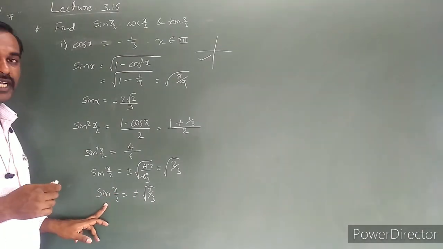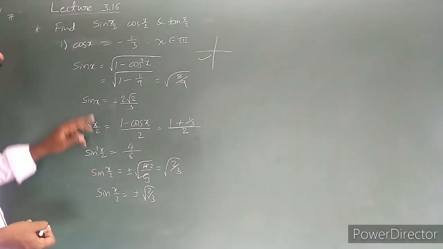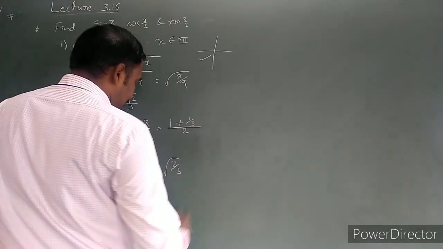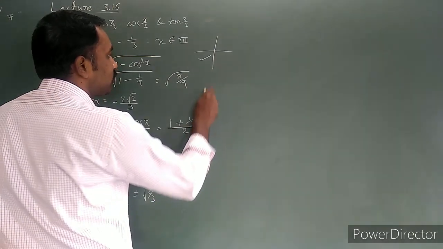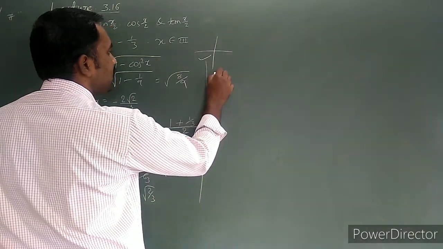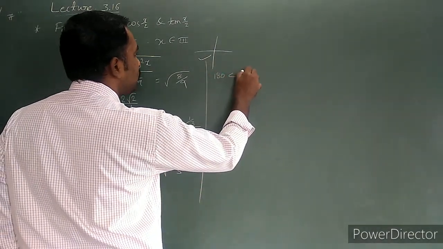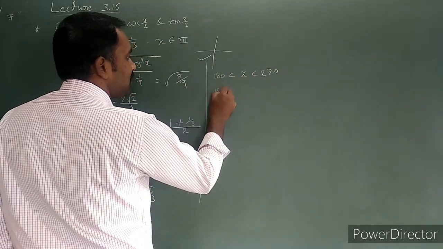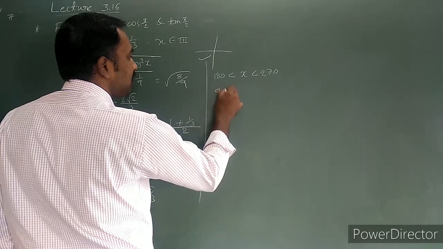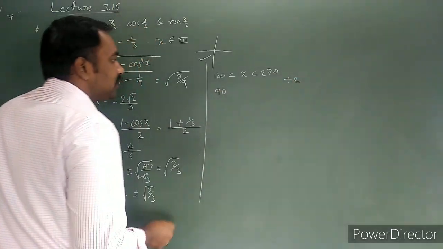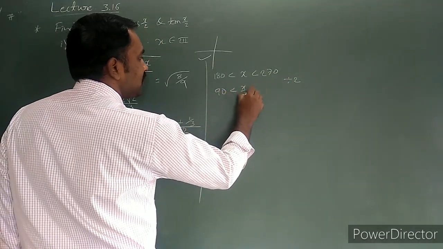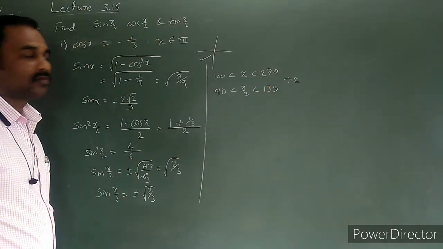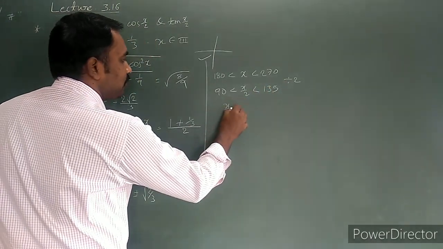First of all, we have to find which quadrant x by 2 belongs to. Here, x belongs to the third quadrant. X belongs to the third quadrant means, what is the range? Third quadrant means 180 to 270. For x by 2, 180 divided by 2 is 90, and 270 divided by 2 is 135. So 90 is less than x by 2, which is less than 135.